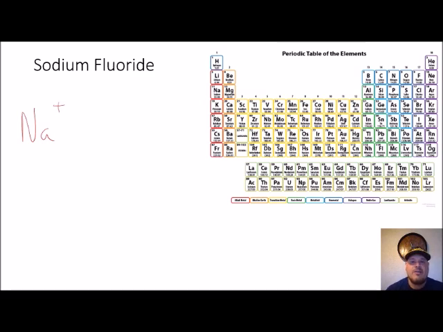Now we have to do fluorine. Fluorine is located in group 7A, which means it has 7 valence electrons, which means that in order for it to complete its octet, it needs 1 more electron.